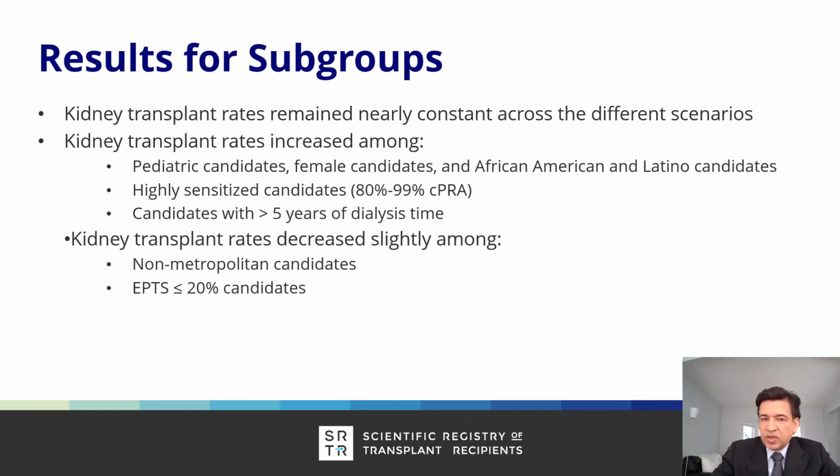So here are the results of some of the subgroups. Kidney transplant rates remained nearly constant across the different scenarios. Kidney transplant rates increased among pediatric candidates, female candidates, African American and Latino candidates. Also, they increased among highly sensitized candidates, candidates with CPRA 80% to 99%, and candidates with greater than 5 years of dialysis time. Kidney transplant rates decreased slightly among non-metropolitan candidates and those with DPTS less than 20.